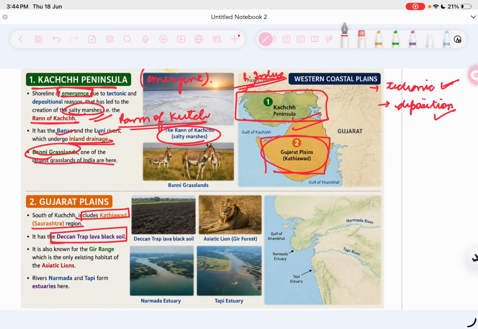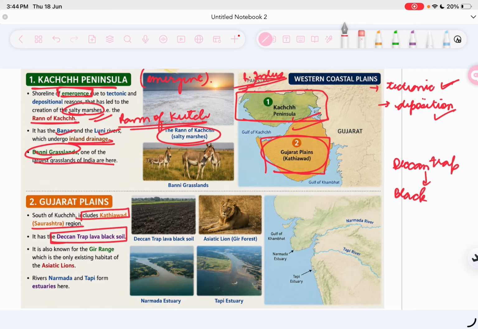As we are all aware, when the Indian peninsula marked its journey towards the Eurasian plate, it met the Reunion hotspot in the middle. Because of the volcanism, the Deccan Traps were created, and due to that the black soil is present in this area, which is very rich for crops like cotton.